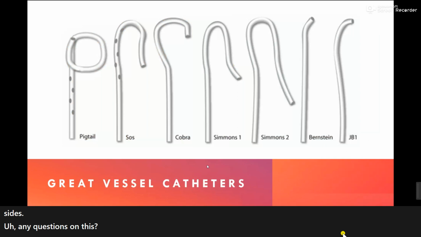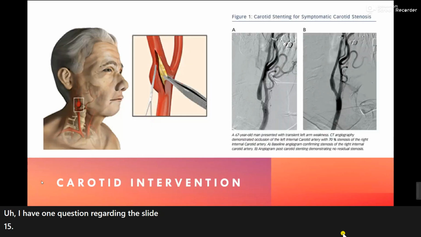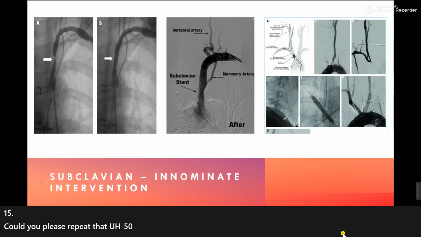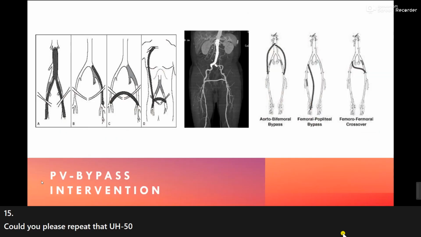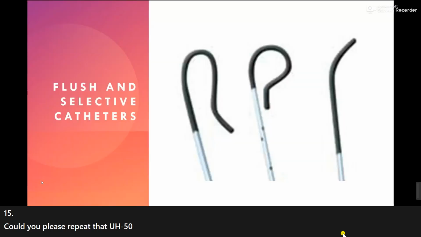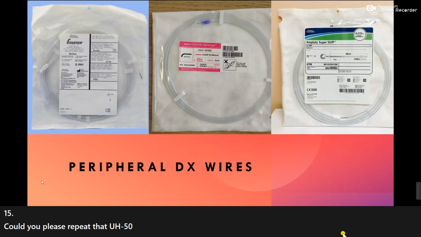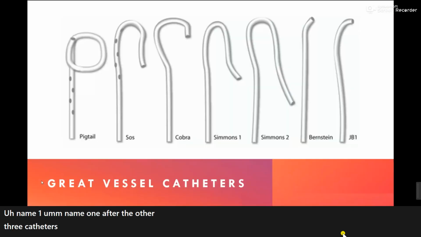Okay. So here are some different catheters that can be used. Your question? I have one question regarding slide 15. Could you please repeat, on the flush catheters, could you please name the three catheters one after the other? Okay, we're about to get into that right here. Yes, that's what this is.